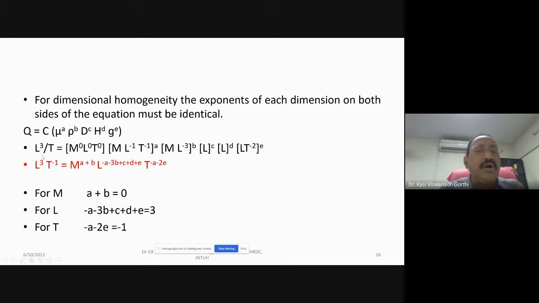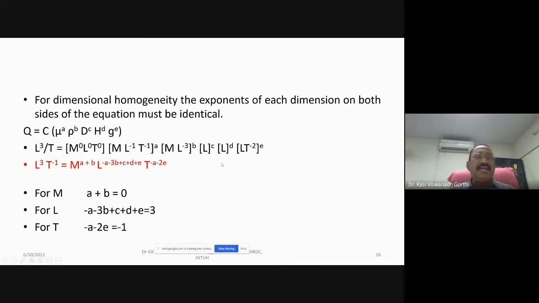So on the left hand side you have L cubed t to the power minus 1. That means m to the power 0, L to the power 3, t to the power minus 1 is equal to, on the right hand side, you bring all m to one side. m to the power a, m to the power b, so m to the power a plus b. Similarly, L to the power minus a minus 3b plus c plus d plus e. t to the power, you have t at two places, minus a minus 2e.